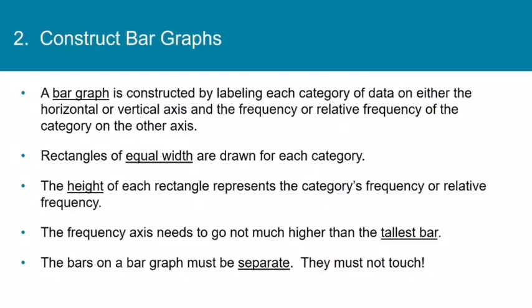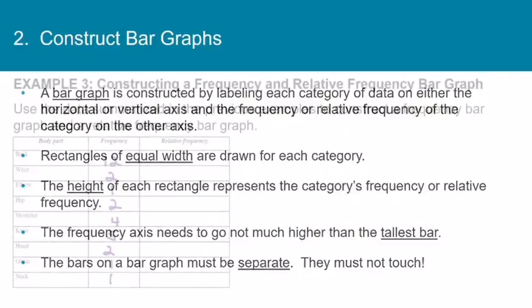And the bars on the bar graph must be separate. They must not touch. This is a common mistake because there are some graphs where the bars have to touch, but when the data is qualitative, we never let the bars touch. So on a bar graph, the bars must be separate.